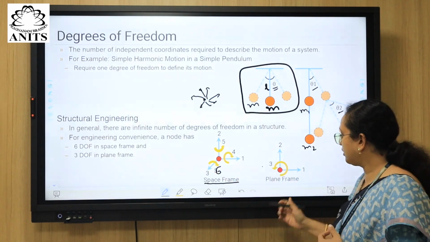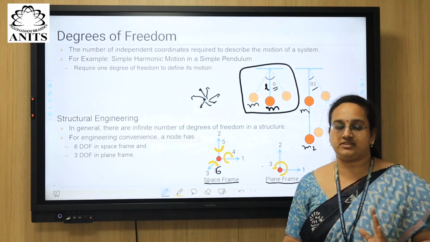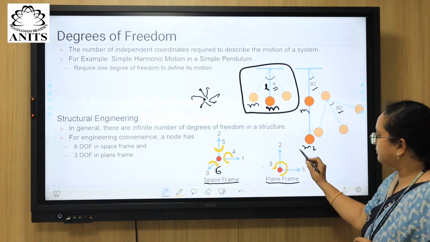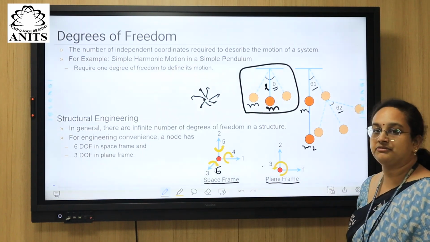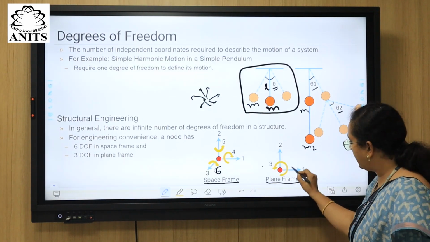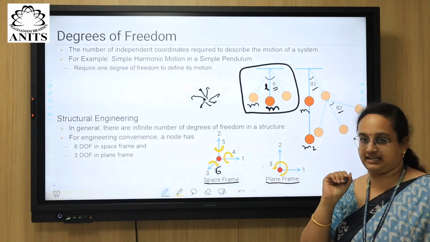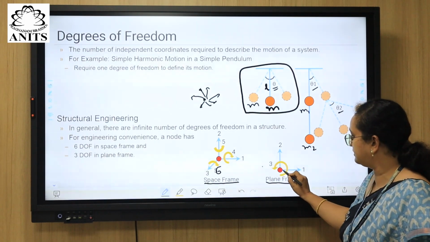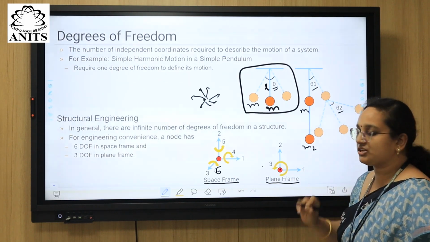And if you are talking about a plane frame, what is a plane frame? You have only 2 dimensions at hand. In that case, you can define only 3 ways. The first one is the x direction, then the y direction, and the rotation about the z axis. This is the z axis which is coming out of the board, and then a rotation about that axis.